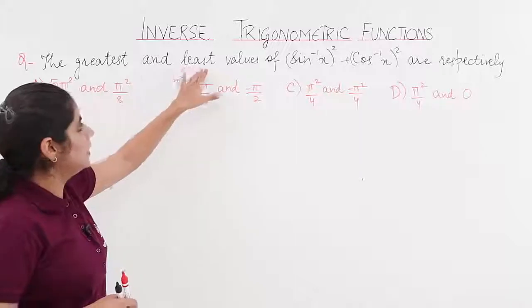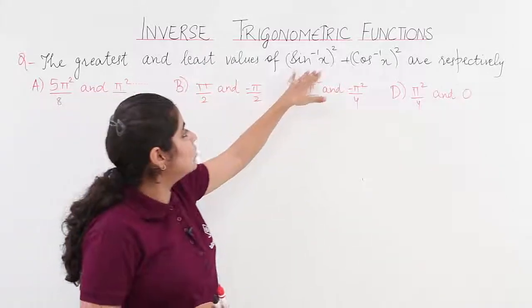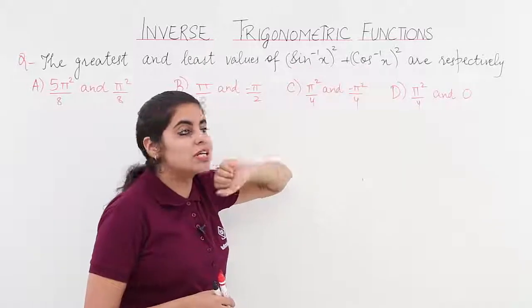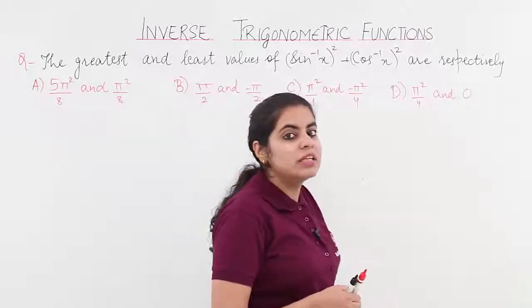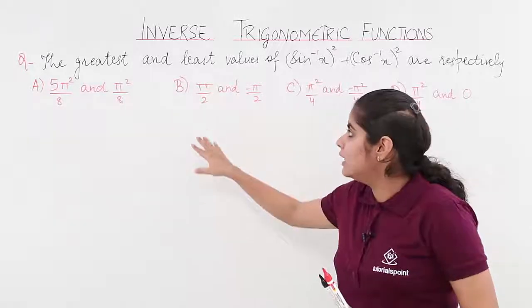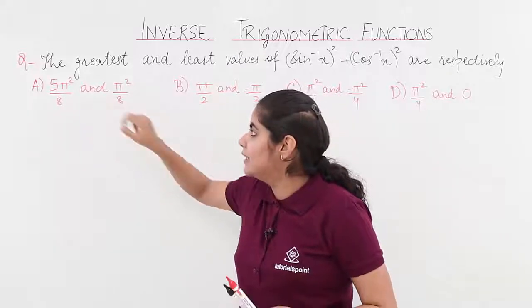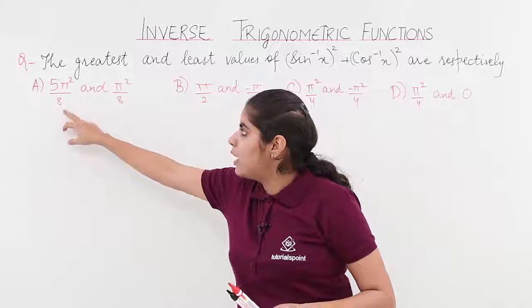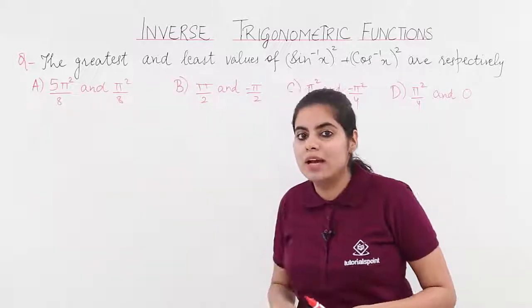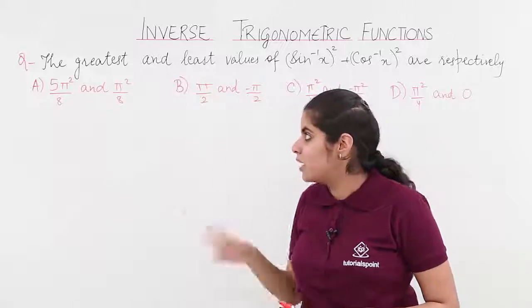The greatest and the least values of (sine inverse x) whole square plus (cos inverse x) whole square are respectively what? That means I have been given 4 options, and in all the options I find the word "and". So that means the first value and the second value both are my answers, and I have to choose which one of these options is correct, right?